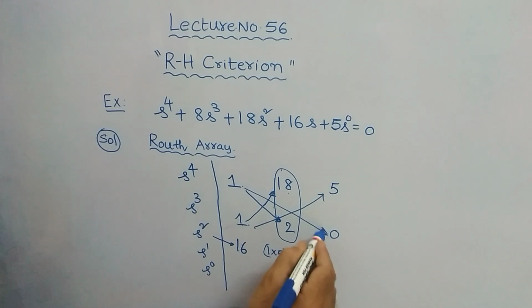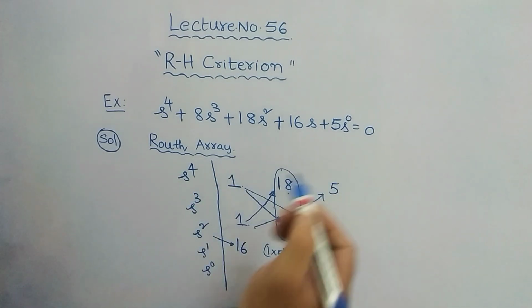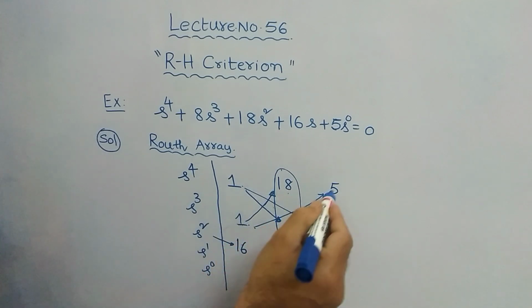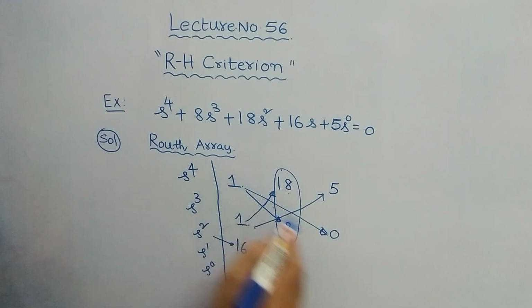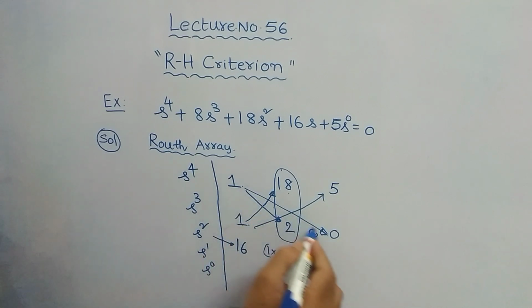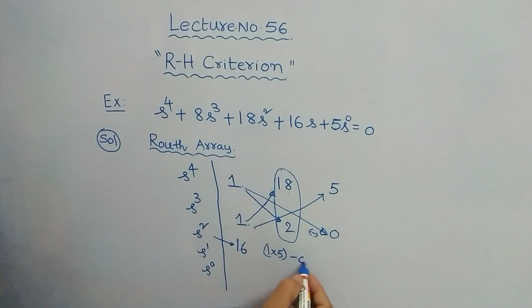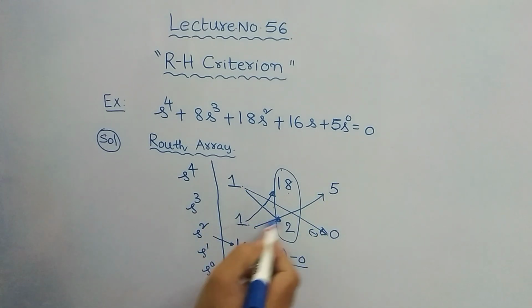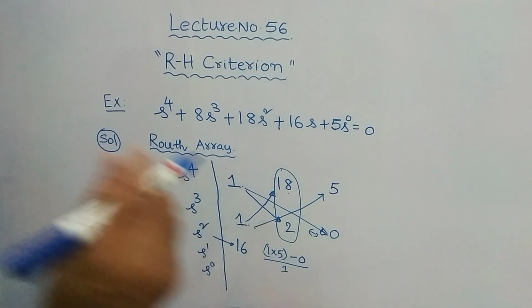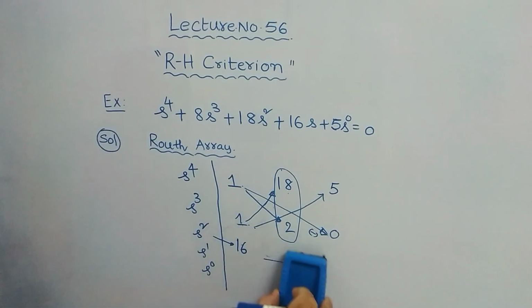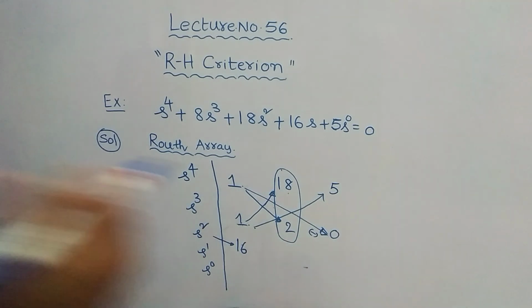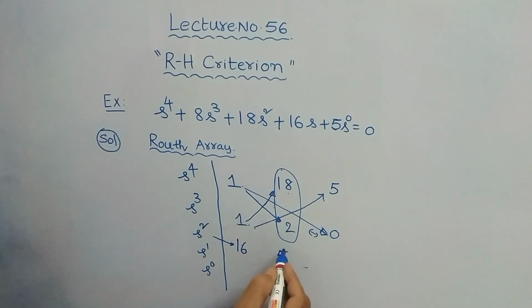Always consider the first element with respect to the alternate one. So it is 1 into 5, 5 minus, because for the down arrow mark consider minus, 1 into 0, 0, by again 1 only. So 5 minus 0 by 1, obviously you will get 5 only here. You will get 5 there.